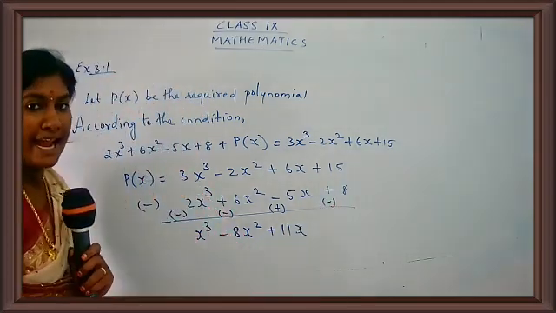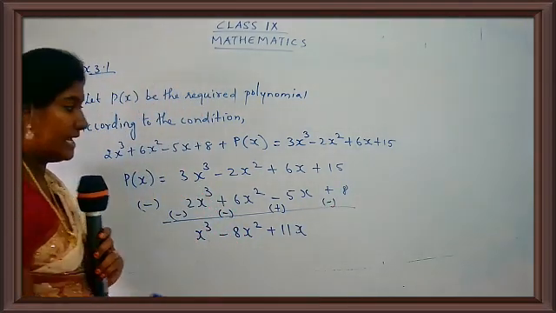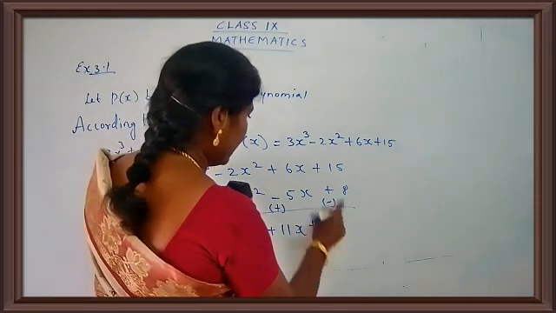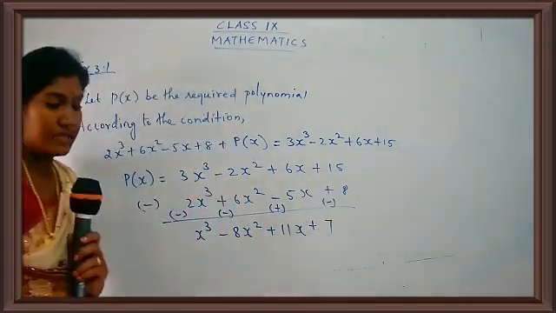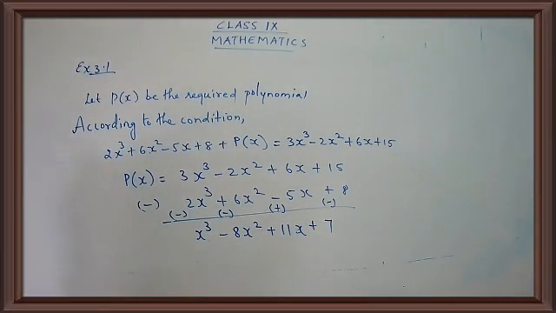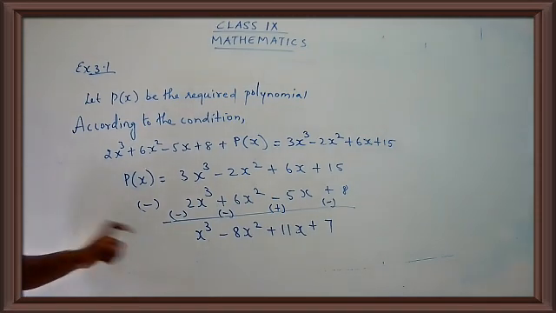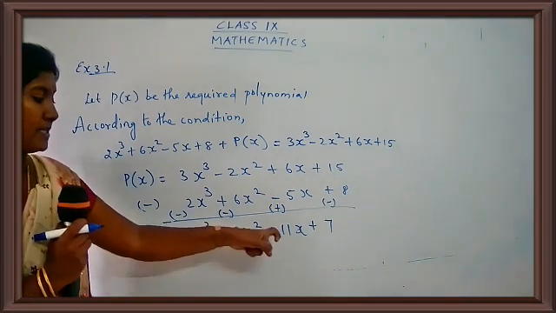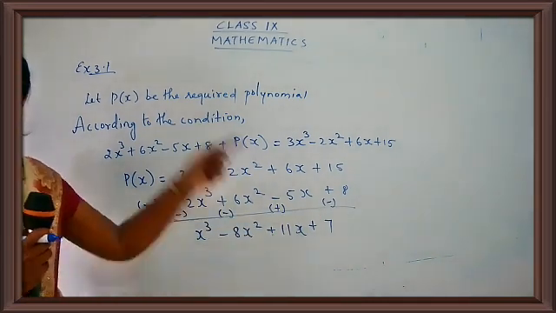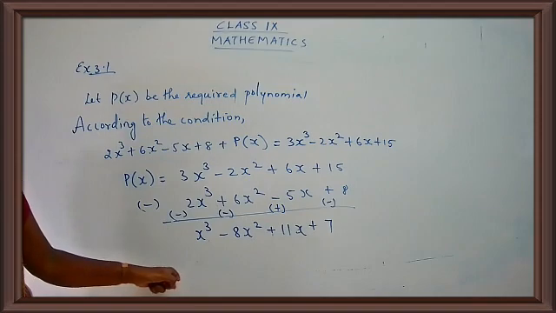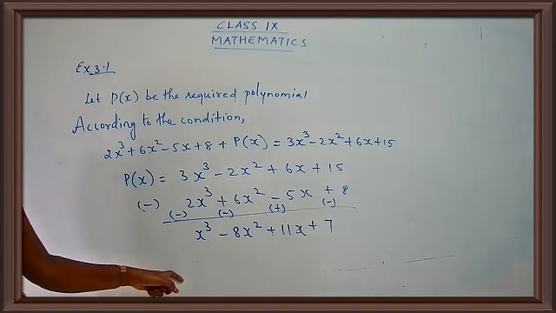15 minus 8, that is 7. So plus 7. 15 minus 8 gives you 7. So what is the answer, children? X cube minus 8x square plus 11x plus 7. Very clear? So what should be added? X cube minus 8x square plus 11x plus 7 should be added. This is how you have to find out the answer. Are you getting my point, children?